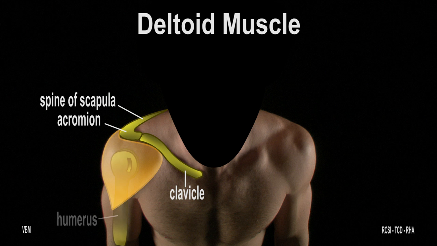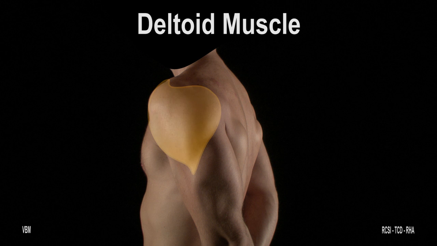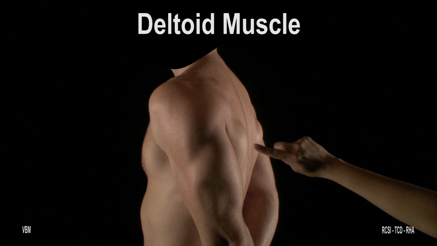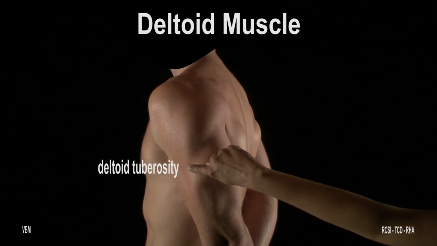The upper end of the humerus can be palpated through the relaxed deltoid muscle. The borders of the deltoid muscle are usually visible when the arm is abducted against resistance. Its apex inserts into the deltoid tuberosity, which is located at the middle of the lateral surface of the humerus.